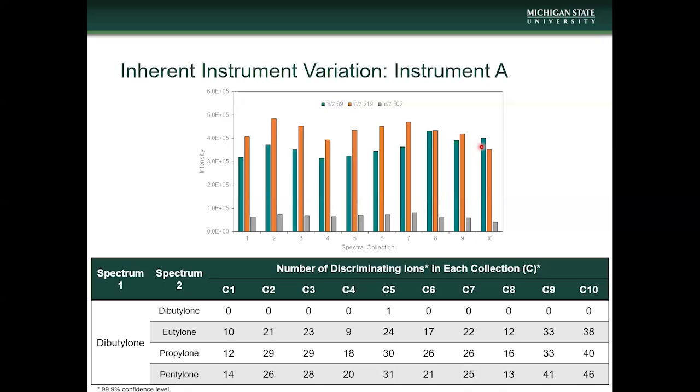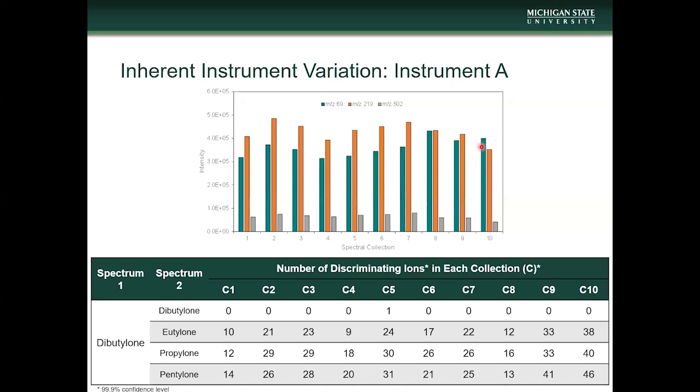So this is just a measure of inherent instrument variation. We're not trying to correct for this. We're not trying to standardize for this. We're just trying to capture how much variability we could expect when we're analyzing samples over a longer period of time, and how that affects association and discrimination. In all cases, we can still discriminate. It's just the number of discriminating ions that varies.